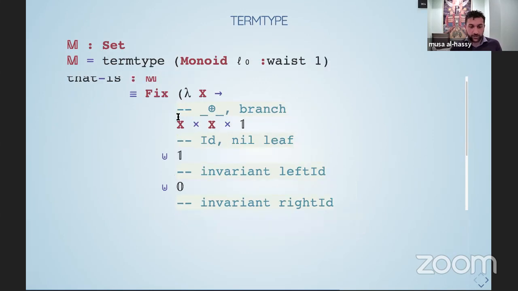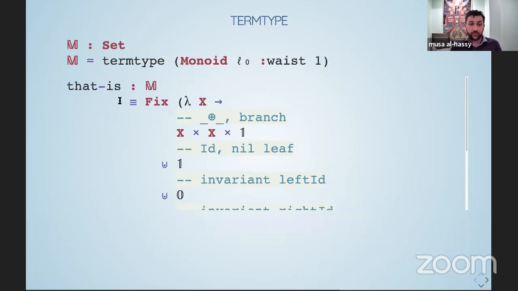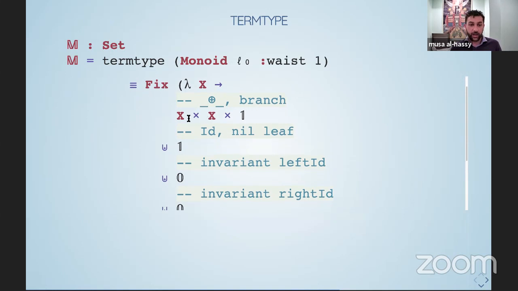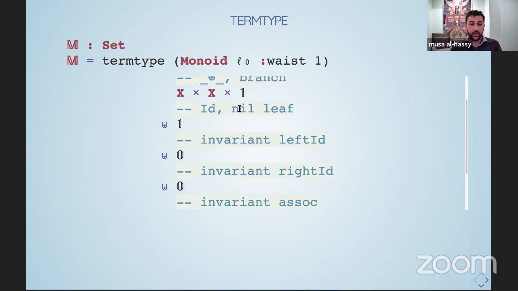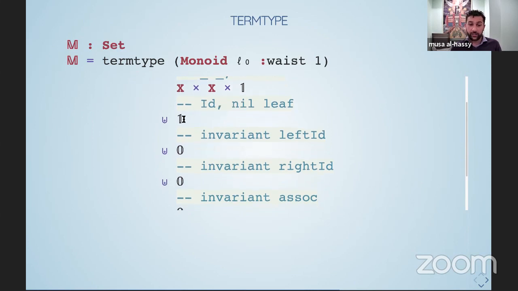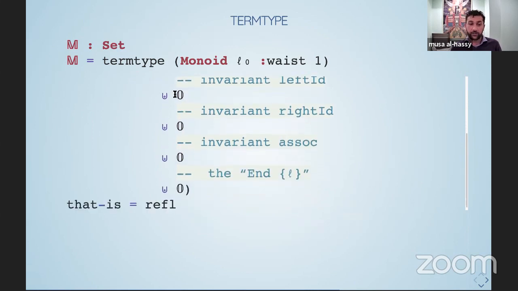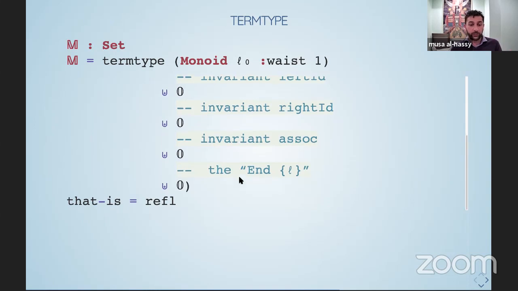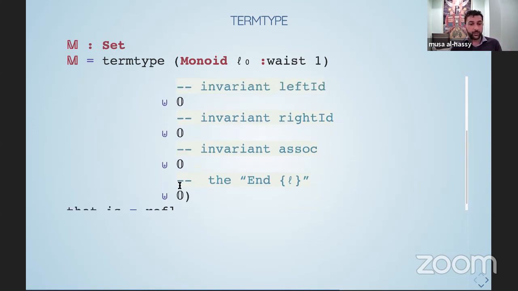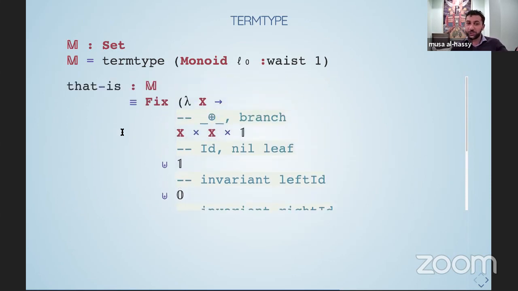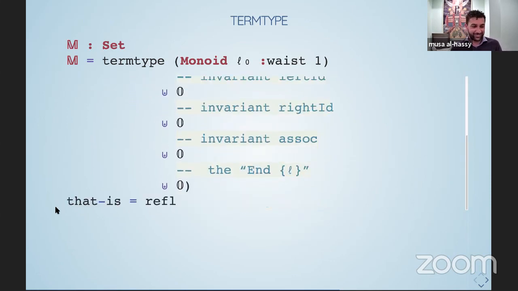And we can show with a simple reflexivity proof that this term type is in fact going to have the operation, the binary operation, be branching. Then the identity is going to give us a leaf, and then all the other invariants are going to be thrown away, including the end of the context. It's also thrown away, right? So it's nice that we can even show this equivalence. So that's pretty neat.